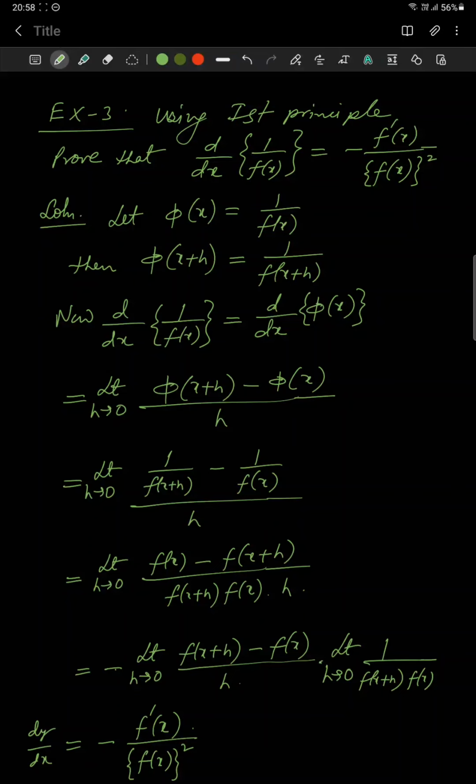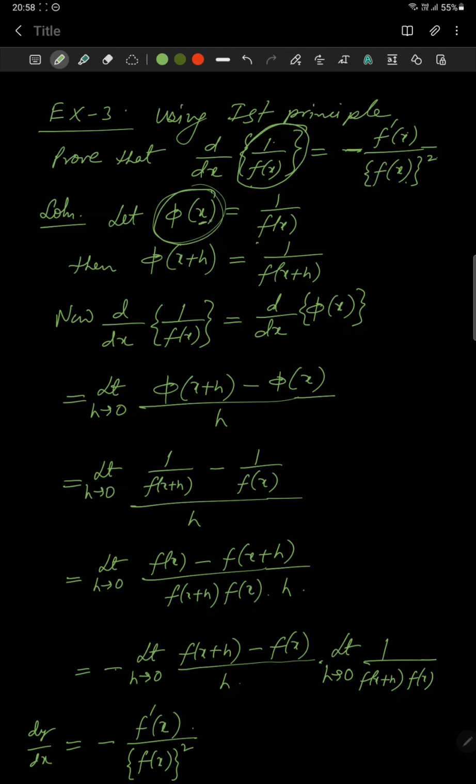Alright students, example number 3 says: using first principle, prove that d/dx of 1 divided by f(x) is equal to minus of f dash x whole divided by f(x) whole square. So for simplifying this particular problem, this whole thing is taken as phi x. You can see this phi x is taken as 1 divided by f(x).